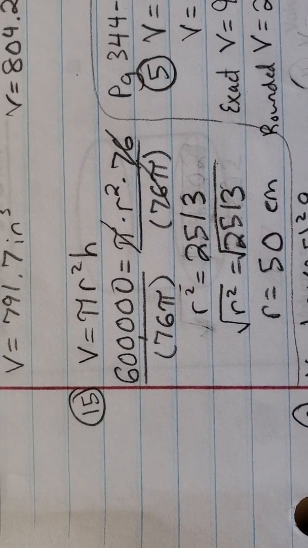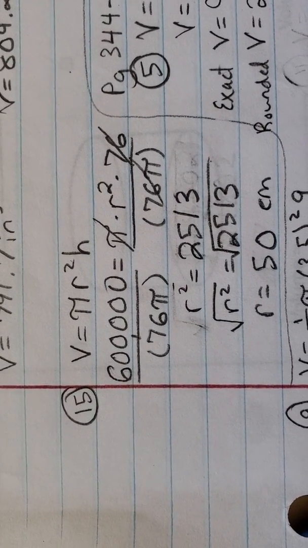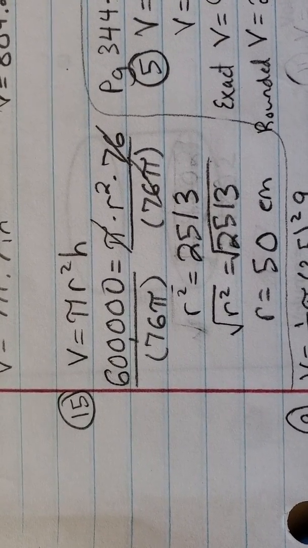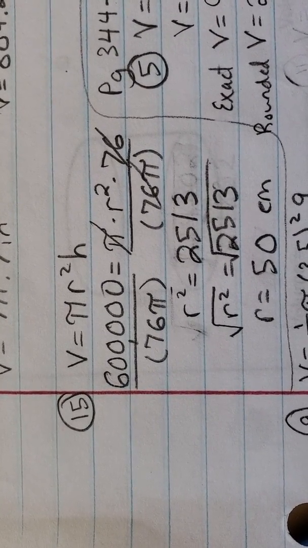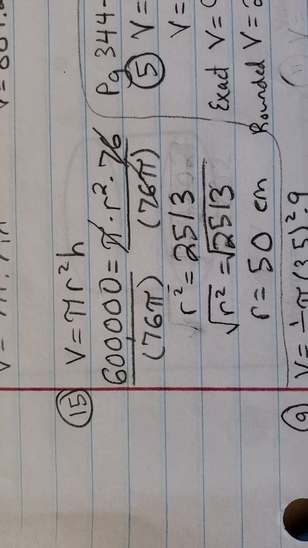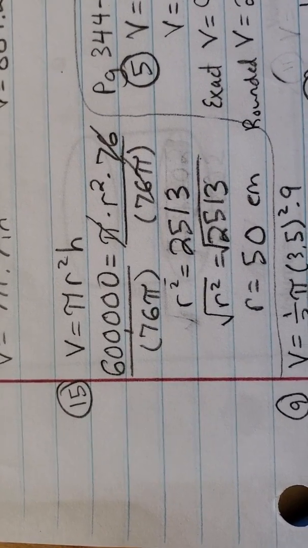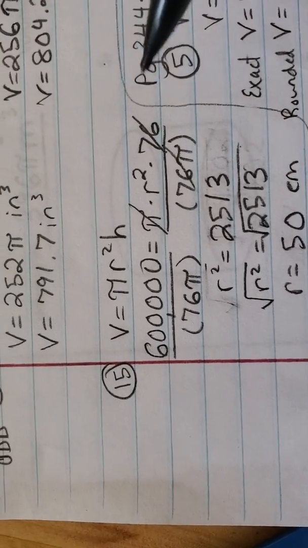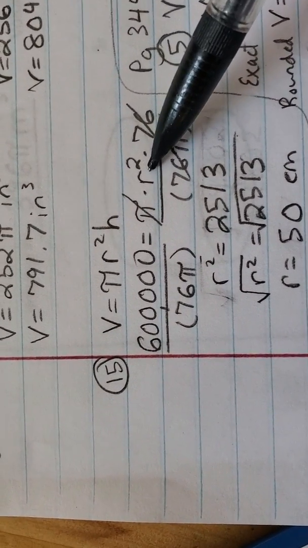So here's my work for number 15, the challenge question. I plug in 600,000 for the V. Then pi times r squared. I don't know r, and I know 76 is the height. I'm dividing now by 76 pi, right? I want to get r by itself.